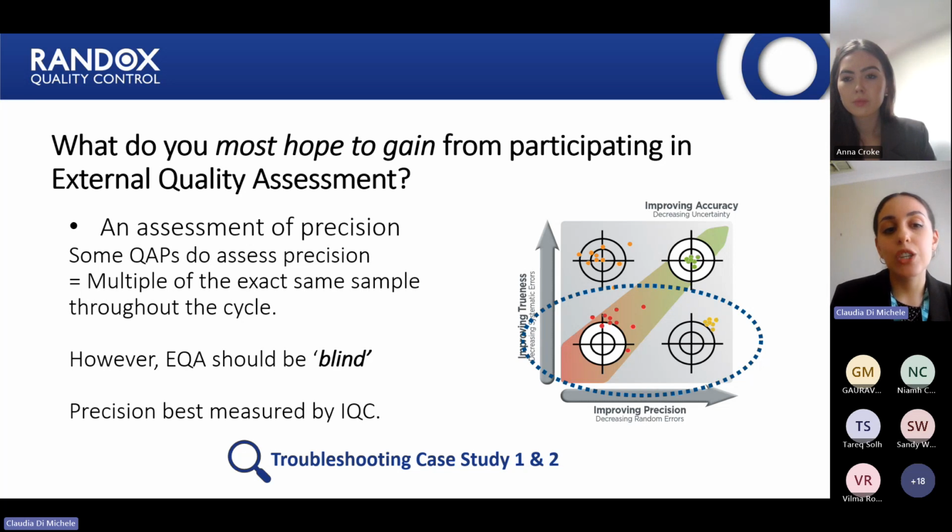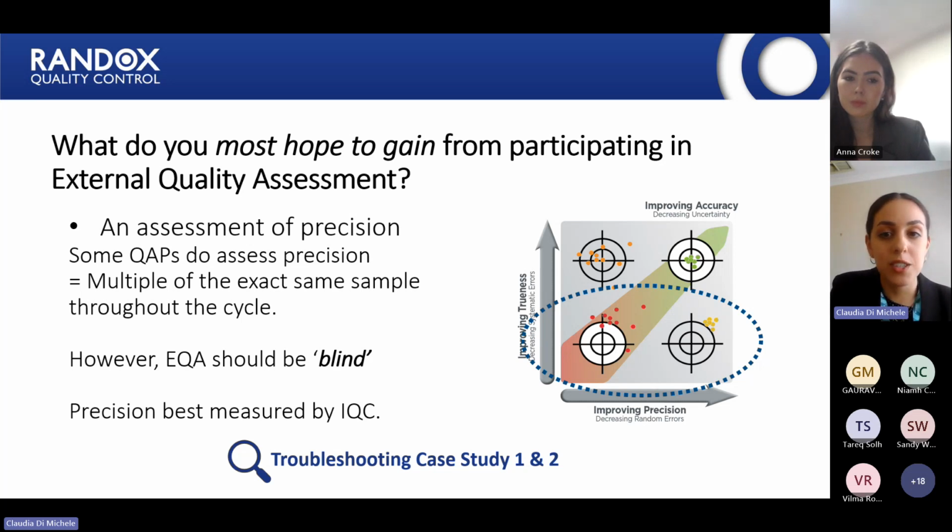EQA samples really should be blind samples, and by offering multiple of the same sample throughout the cycle, that kind of breaks the requirement. If a participant detects the same sample throughout the cycle, they might be able to easily identify that this is the replicate. That provides an opportunity for the falsification of results. Now, even if your lab might not do this, other labs might do this, and then that skews the peer data, making you think that maybe others are more precise than what you are.